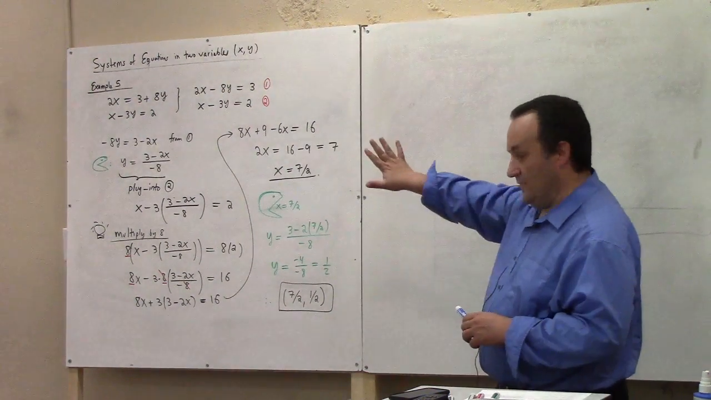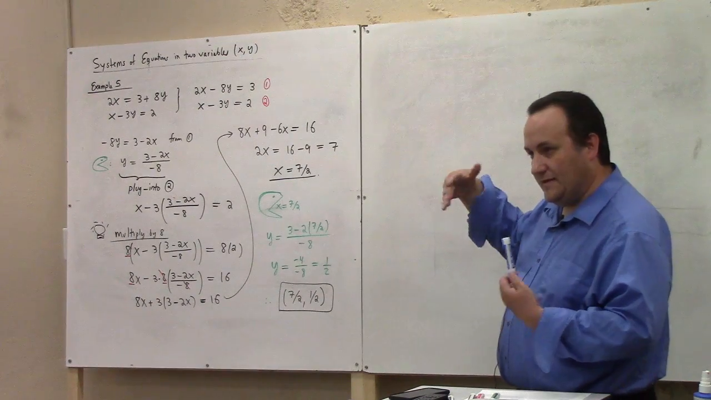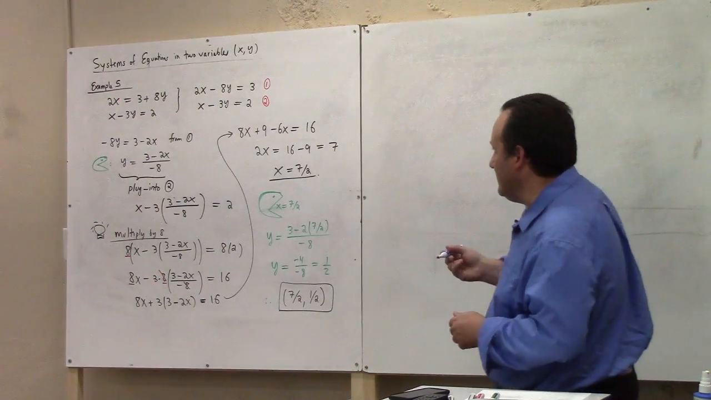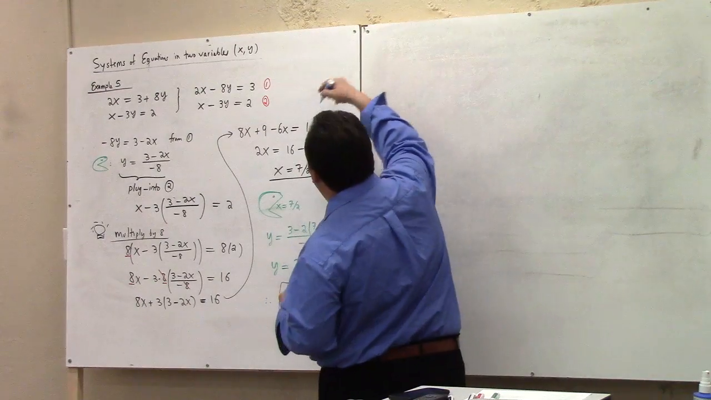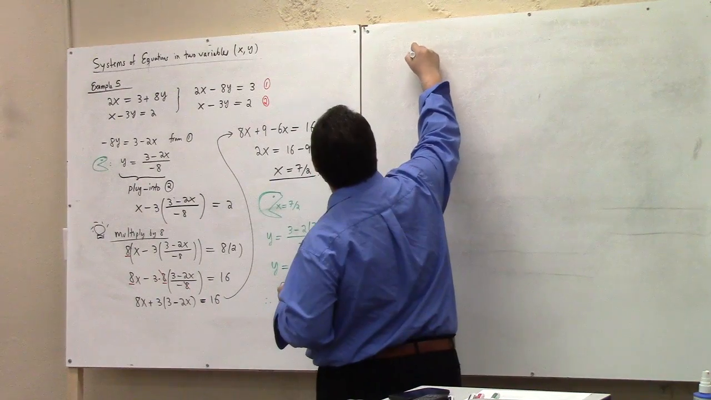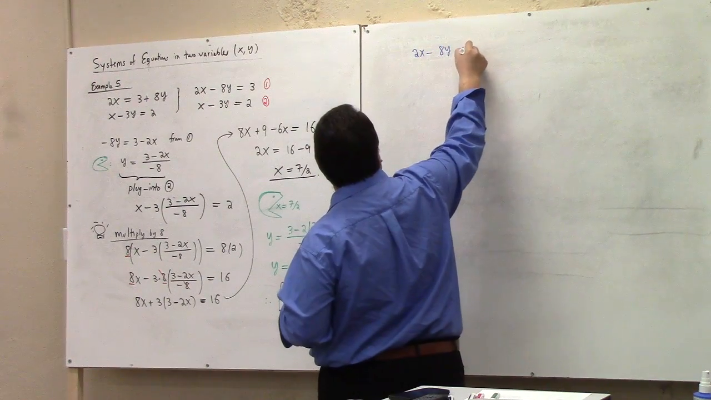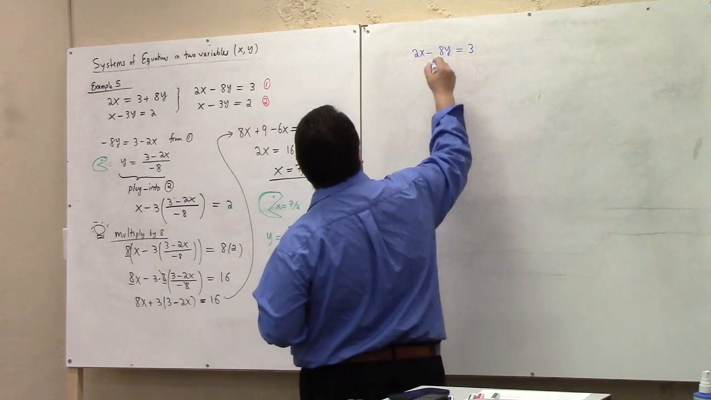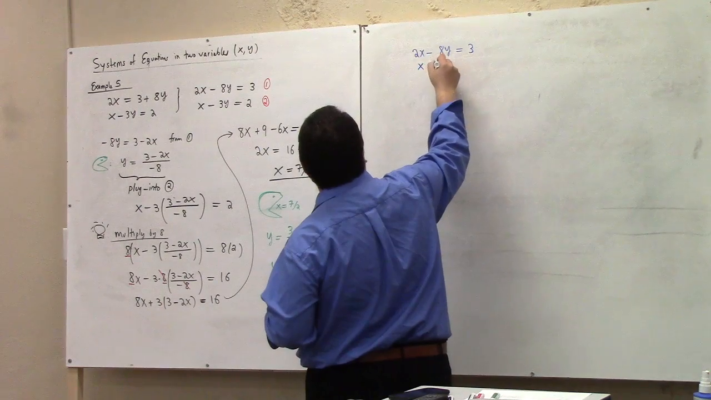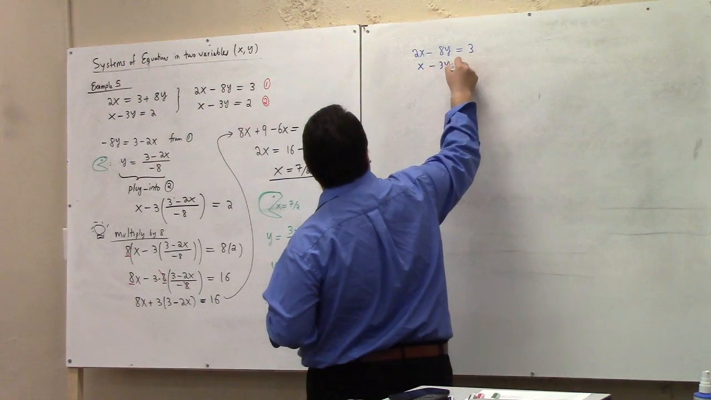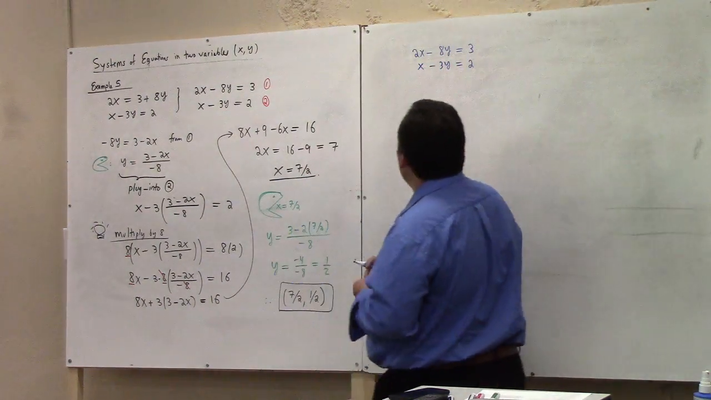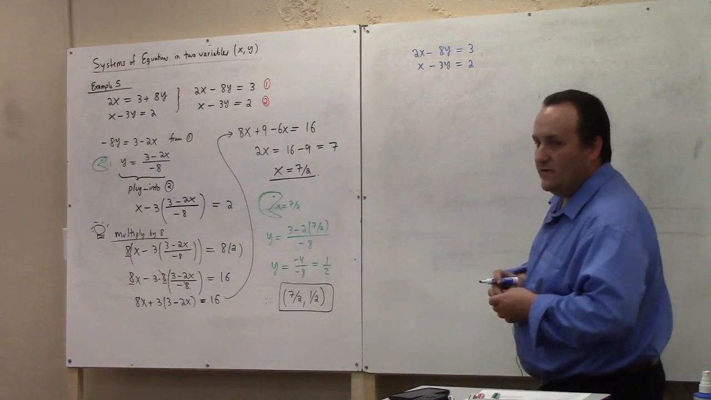So same example, but let's use the other technique, the adding, subtracting equations technique. So I've got 2x minus 8y equals 3. And I've got x minus 3y equals 2. What can you do to make these equations line up?